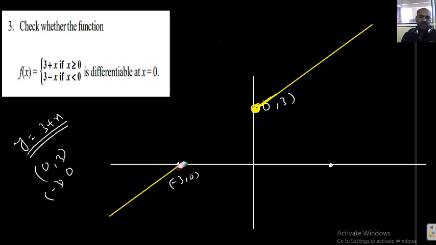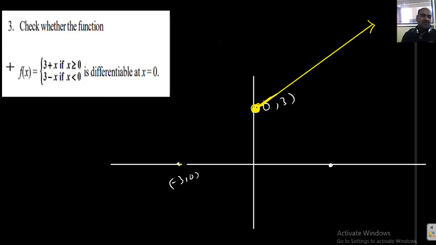Because your input value is only greater than or equal to 0. That's why, yeah, this ray is the graph for y equal to 3 plus x for x greater than or equal to 0. Next students listen.